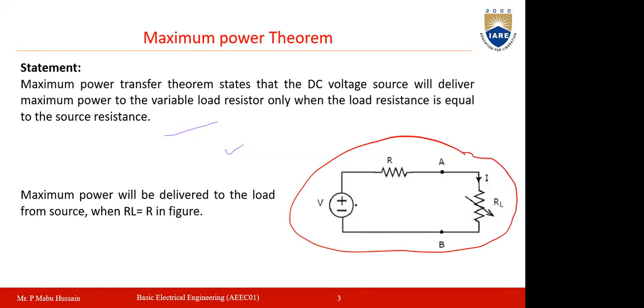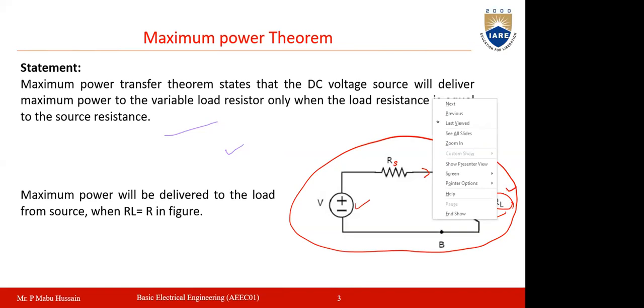in this circuit, you have your voltage source, a source resistance, and one load resistance RL. Now, this source, which has some internal resistance RS, will deliver some amount of power to this load RL. So, under what condition will the maximum power be delivered to this load RL? That will be given by the maximum power transfer theorem.